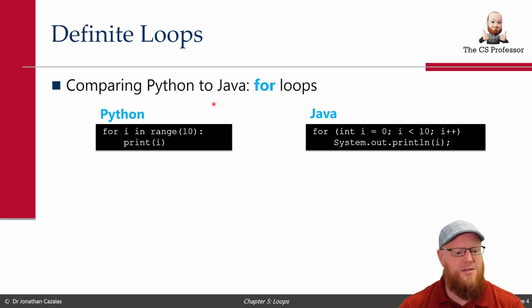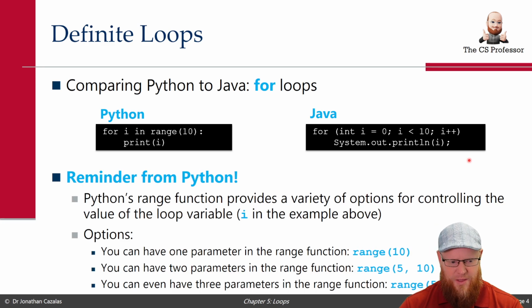So let's jump right into comparing Python and Java. Here's a for loop. Java looks almost cryptic in comparison at first due to the extra syntax. Python, for i in range 10, this would be the identical loop in Java, and all we're going to do is print that loop variable i in both of them.